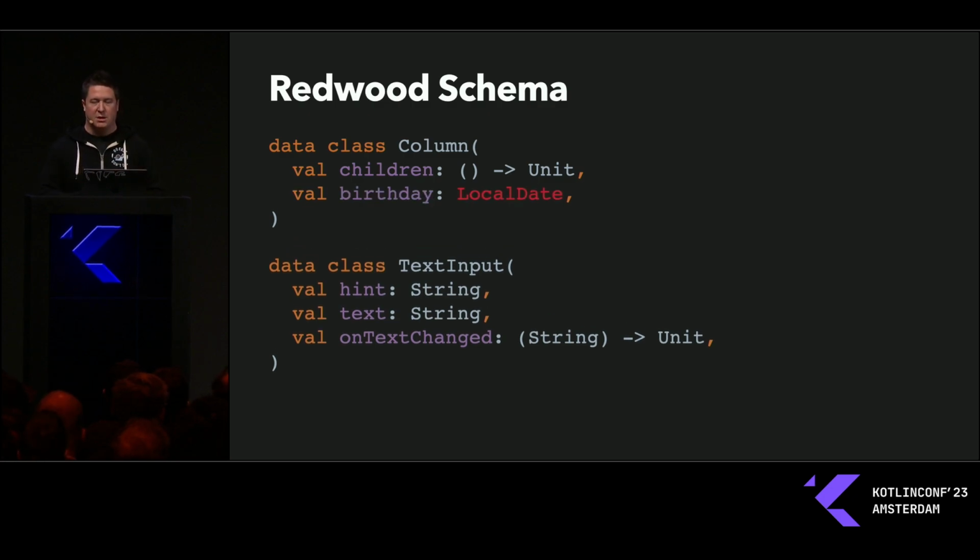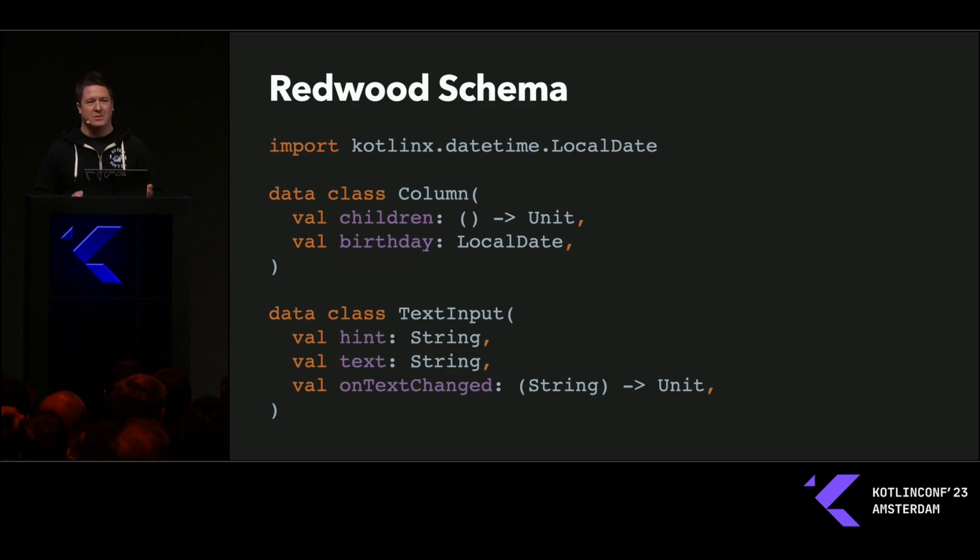Great thing about using Kotlin for this DSL is you get all of the things that the IDE has. So it doesn't make much sense to add a birthday to a column, but if you want to add a birthday and you want to use a date, well, the IDE is going to prompt you and say, you need to import libraries. And so any libraries that you're using, or if you're using protos or something, you can use them in this schema.